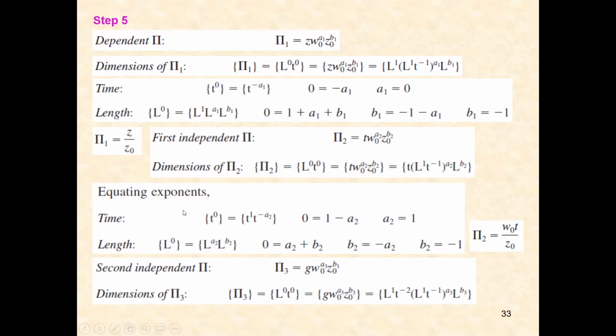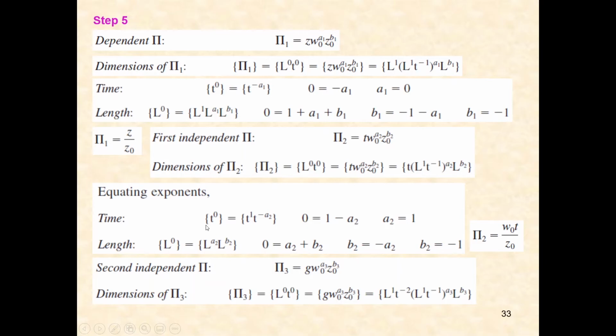Go to the next one, pi 2. Pi 2 is equal to the other variables. We already have the repeating variables, w0 and z0, and we have used z in pi 1 as well. So we have t and g left. You just multiply the repeating variables with the non-repeating variable: t, w0, z0. Do the same thing, put it here and solve one by one. Solve the length first and solve the time afterwards, and you can obtain a and b.